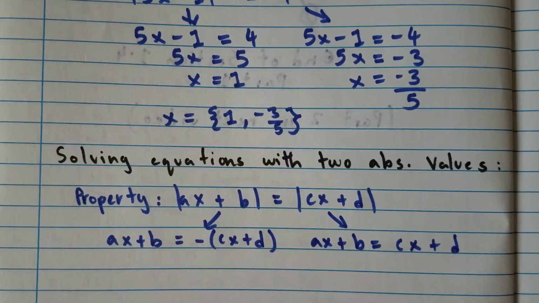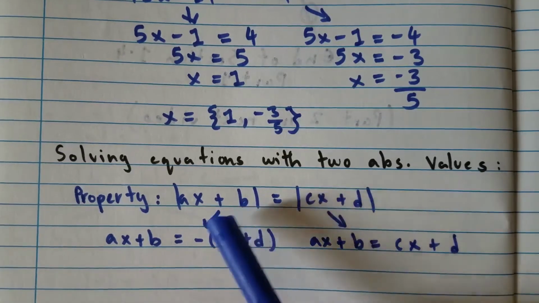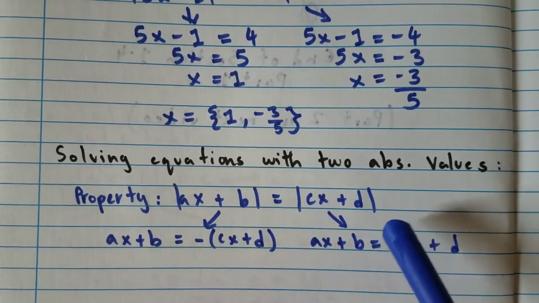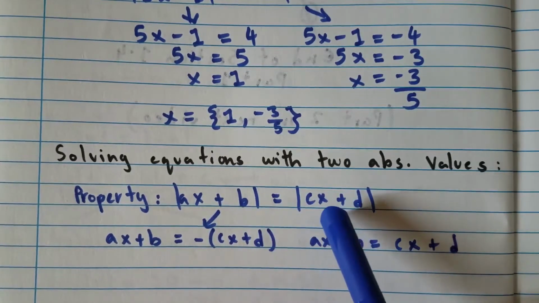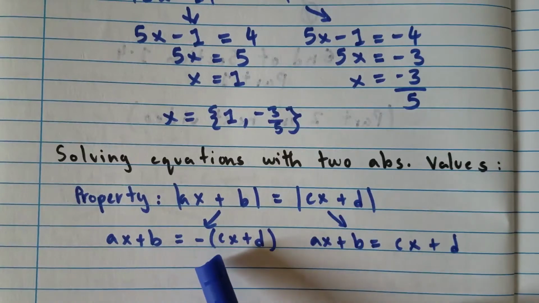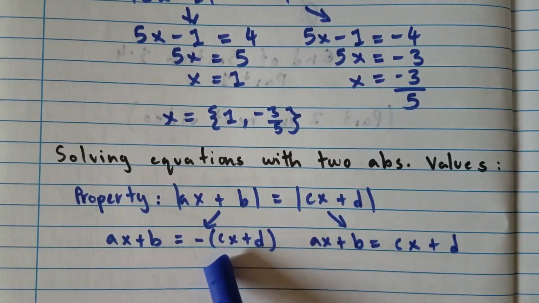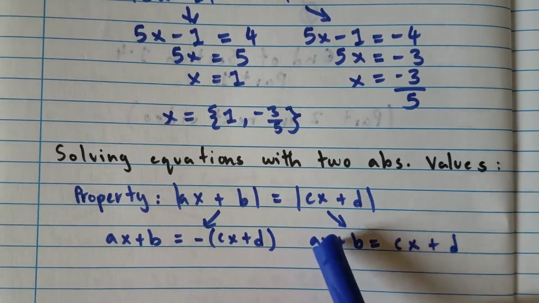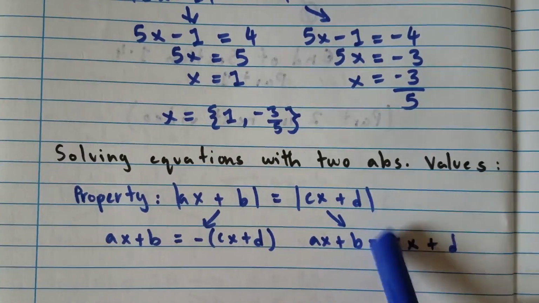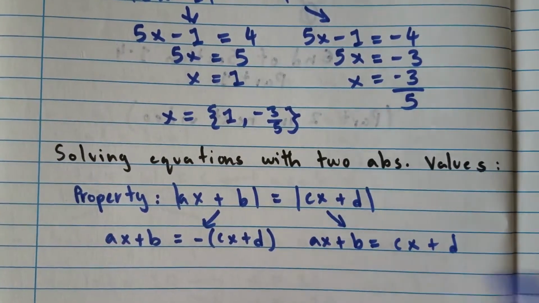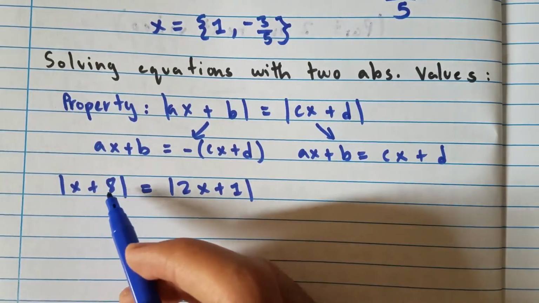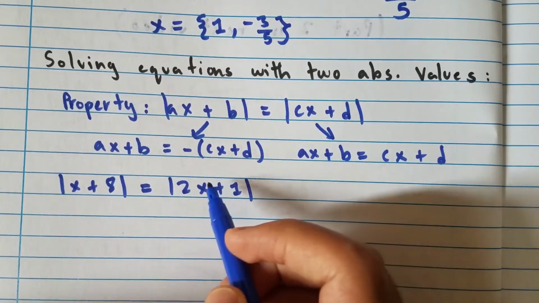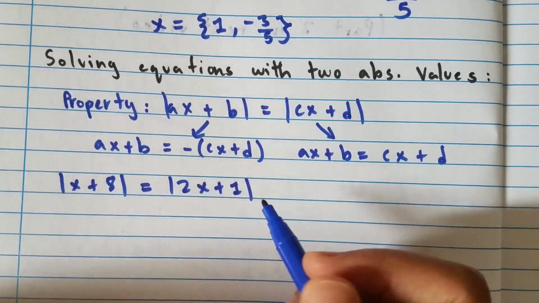So now let's look at even harder equations of absolute values. Say we have two absolute value expressions that equal each other. Let's say we have the absolute value of ax plus b equals the absolute value of cx plus d. This is a different property, and if we solve this equation we get that ax plus b equals negative times parentheses cx plus d, or ax plus b equals positive cx plus d, or just cx plus d simply. So let's solve this expression that we're given: the absolute value of x plus 8 equals another absolute value expression, 2x plus 1.